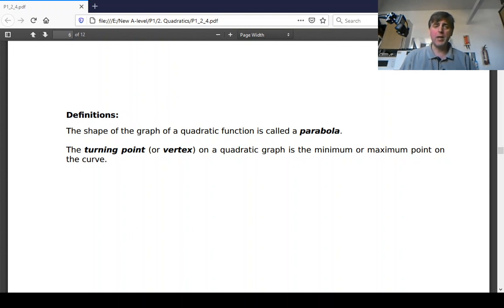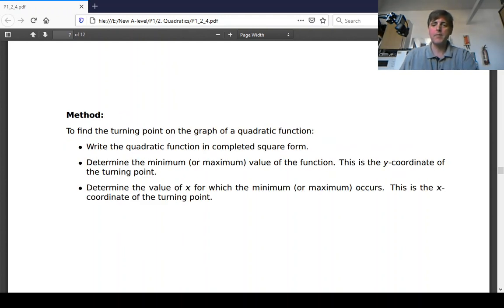There's a bit of vocabulary which I've not been using yet, which I'm going to start using. So let's introduce that now. The shape of the curve, or the shape of the graph of a quadratic function, is called a parabola. That's a word you may or may not have heard before, but that U-shape that we get whenever we draw a quadratic graph, it's called a parabola. And the point we've just been talking about, this maximum or minimum point on the curve, we sometimes call that the turning point on the curve. Other people call it the vertex here, but our textbook and our course, we're going to call it the turning point on the curve.